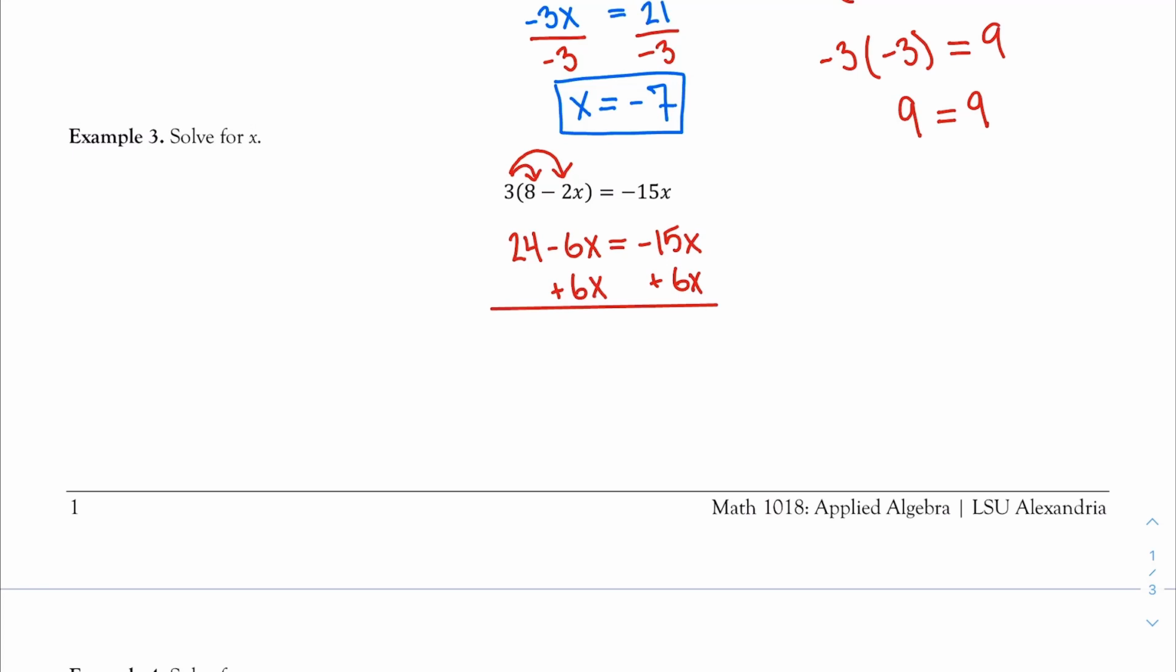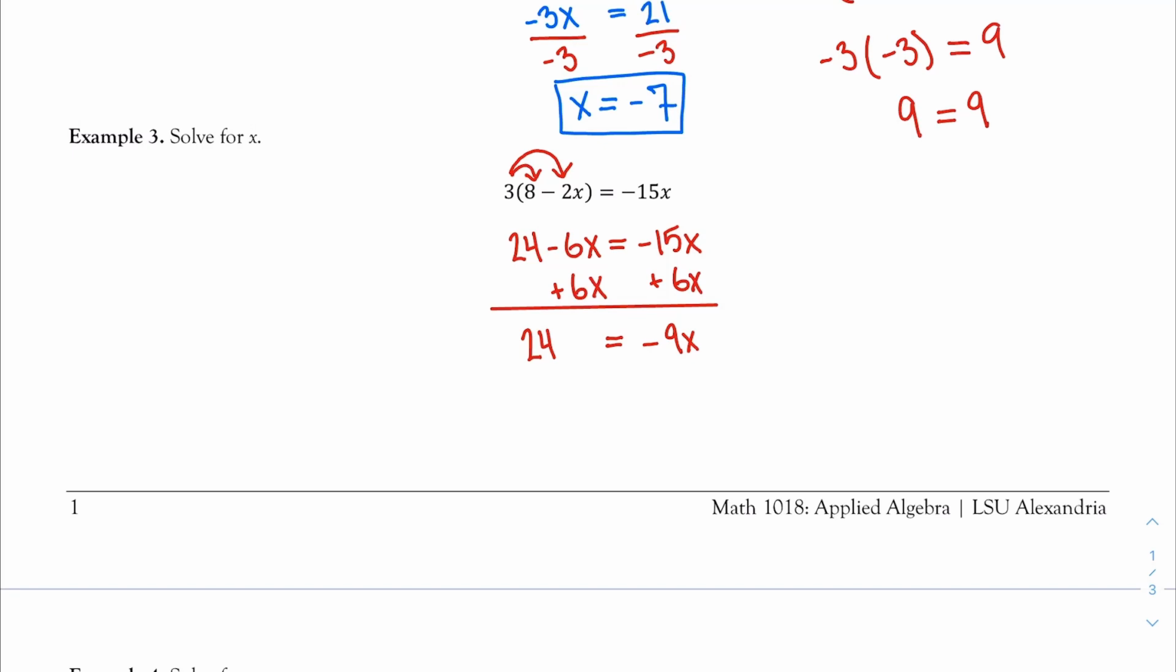If I do that, I'm left with 24. Here, -6x plus 6x, well, I get 0x, is equal to -15x plus 6x. I get -9x. Alright, so now I have an equation where x's are on one side and my numbers are on the other.